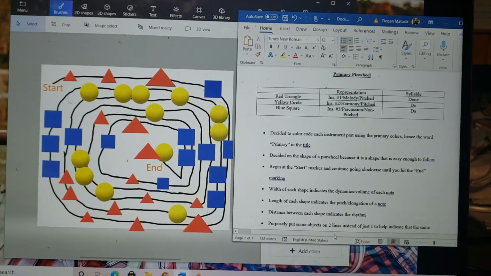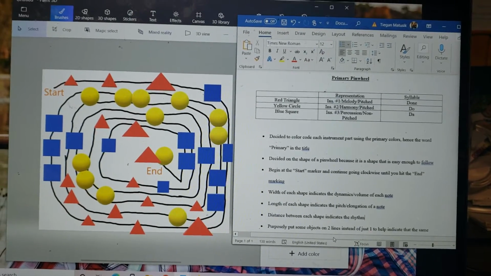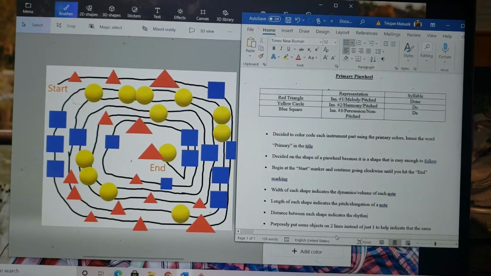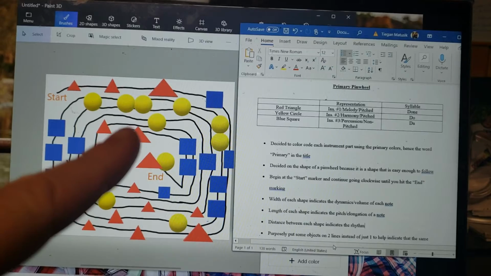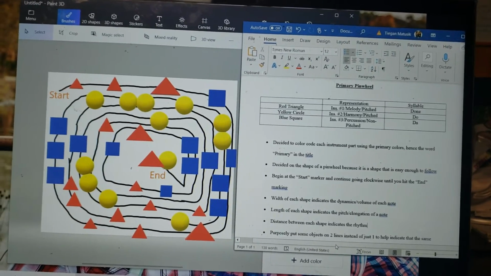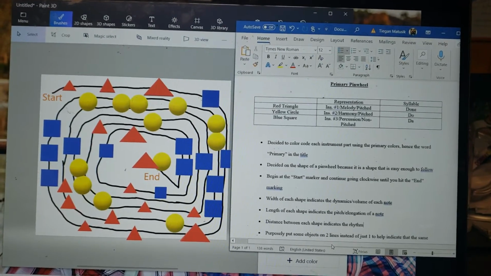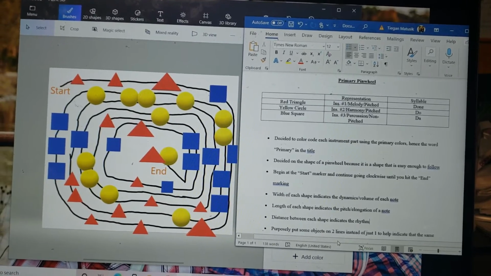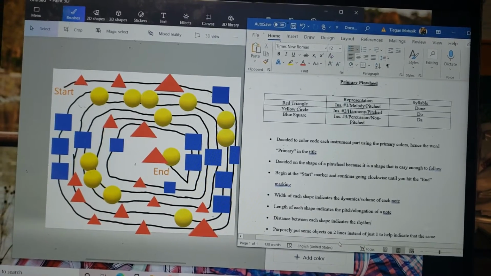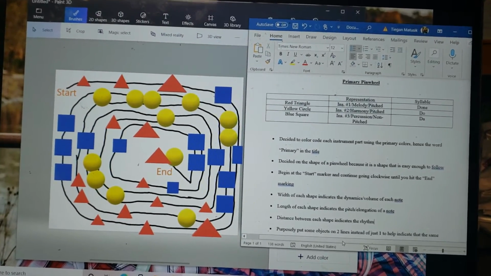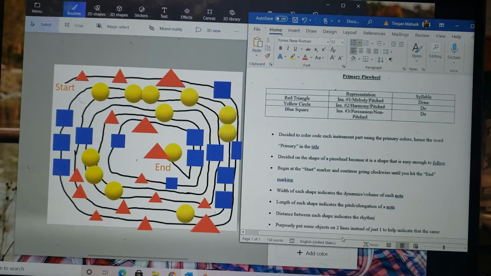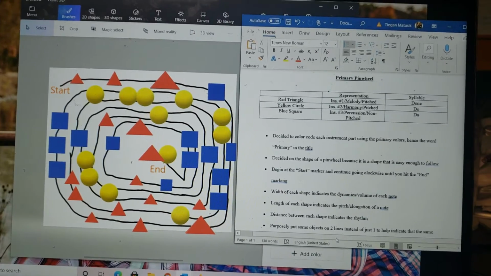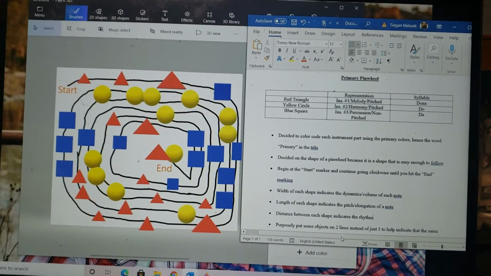And an extra note, I purposely put some objects on two lines instead of just one. As you can see, the two circles, they're not just on one line, but two. Just because I feel like that would prevent an overlap, since I would use the same object. So I don't want to confuse anyone with that.